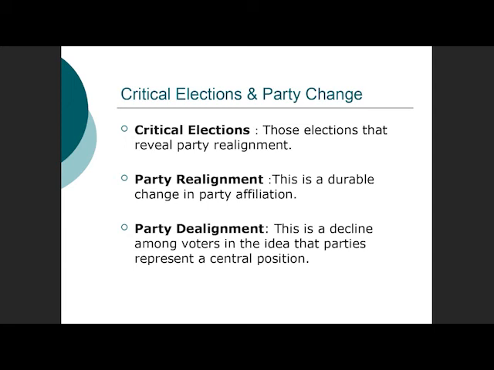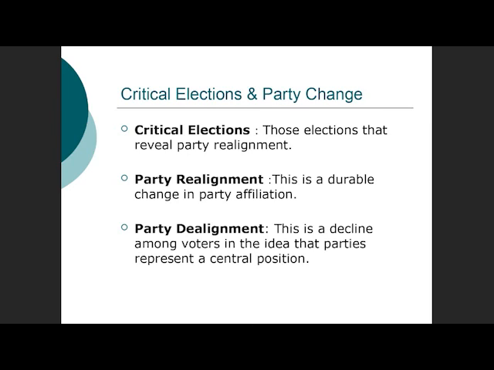So that's one of the things we as political scientists are always looking for, these critical elections which show us or reveal to us a party realignment. And we've seen a few of them historically speaking. When they happen, they're important, and they signify a durable change on who's going to be in charge for a while.